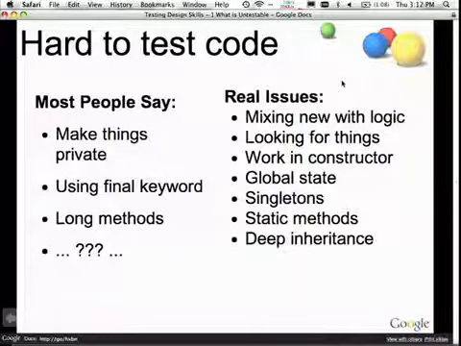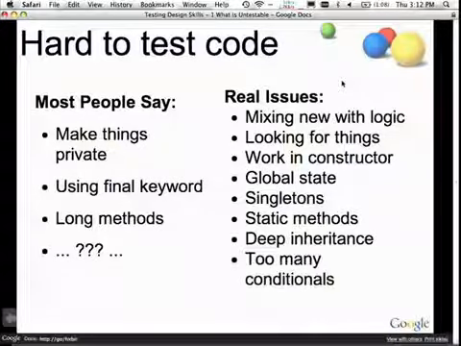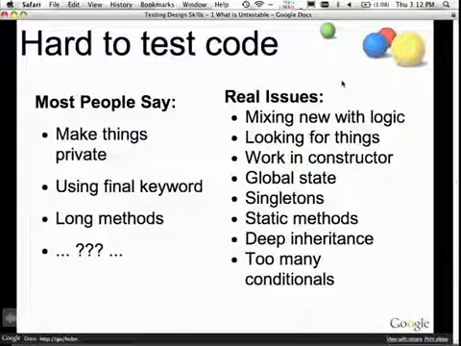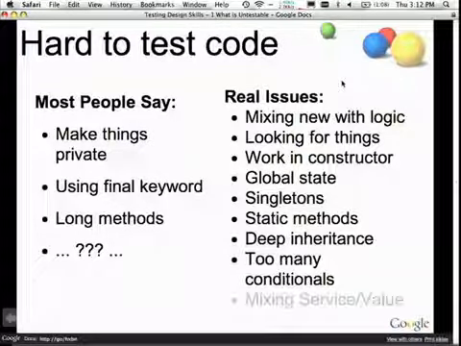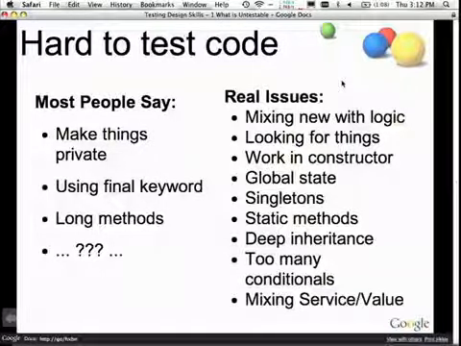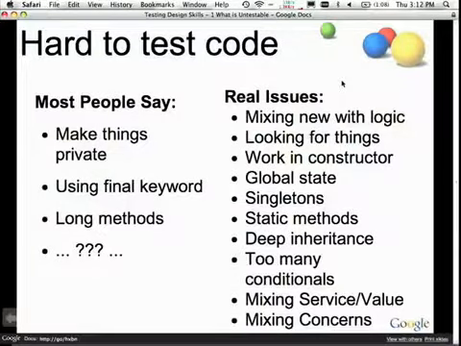So notice these two lists. Most people actually cannot answer the question of what makes code hard to test, even though we do this all the time. So we kind of want to talk about this a little further. Oh yeah, and the last one I forgot, our good old favorite, too many conditionals, which is the if statement. But anyways, let's get into this further. Oh wow, this is a really long list.